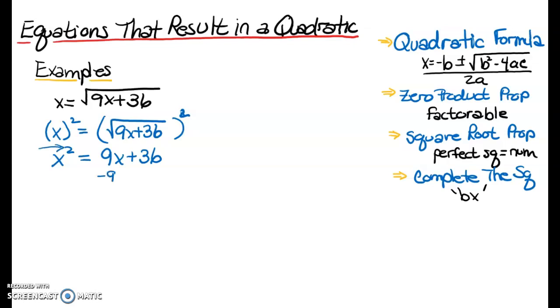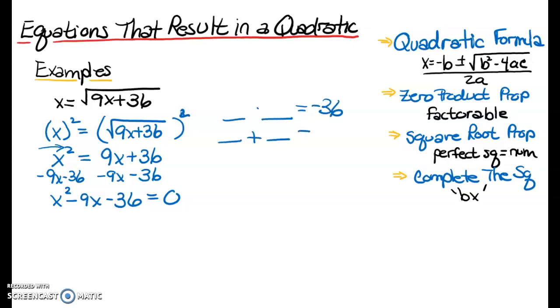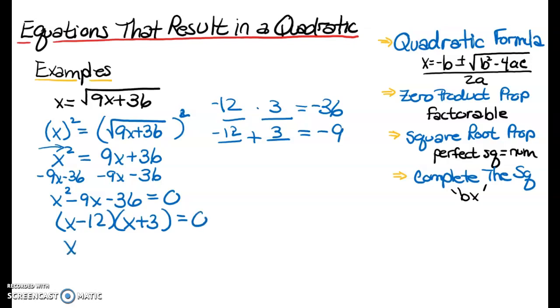So we're going to move all of our terms to one side and decide how we're going to solve this. x squared minus 9x minus 36 equals 0. The first thing I'm going to look at is, is this factorable? And this one looks like it's factorable. What are the factors of negative 36 that add to negative 9? I would say it's negative 12 and positive 3. So I'm going to set up my factors, x minus 12 and x plus 3. And then I'm going to get x equals 12 or negative 3.